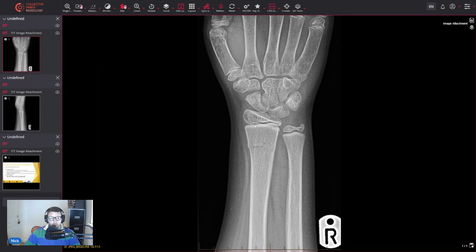Now it doesn't include fractures that extend into the physis. These are something known as Salter-Harris type fractures, which again is something that I'll talk about on another video. But these are only concerned with the diaphyseal region and metaphyseal region.